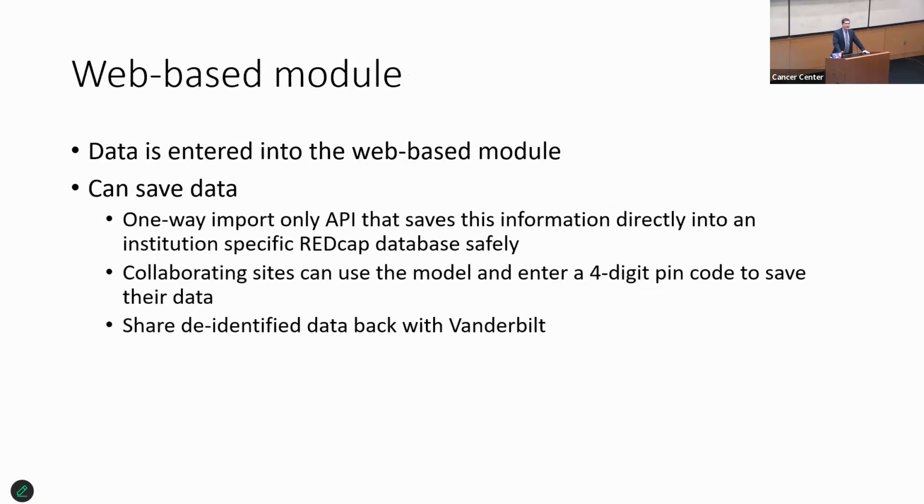In order to make implementation practical, we created something called a web-based module. You can just search Vanderbilt risk prediction and it comes up, and it's a way you can enter the data. After it's entered, you can use a one-way only API to save the information directly into an institution-specific REDCap database. Basically a collaborating site, after they capture their event, just enters the 4-digit code and hits save, and it saves the data automatically. And then they can share de-identified data back with me.